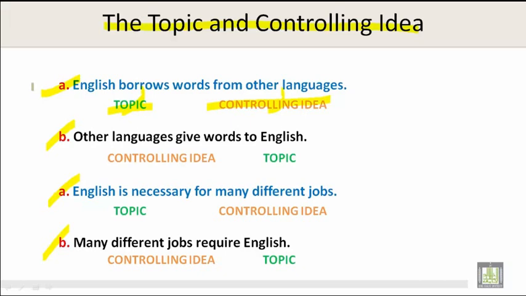So let's look at sentence A. English borrows words from other languages. Here we have the topic, and here we have the controlling idea. Let's look at B. Other languages give words to English. Here we have the controlling idea, and here we have the topic. Let's look at another example of A. English is necessary for many different jobs. Here we have the topic, and here we have the controlling idea. Let's look at B. Many different jobs require English. Here we have the controlling idea, and here we have the topic.